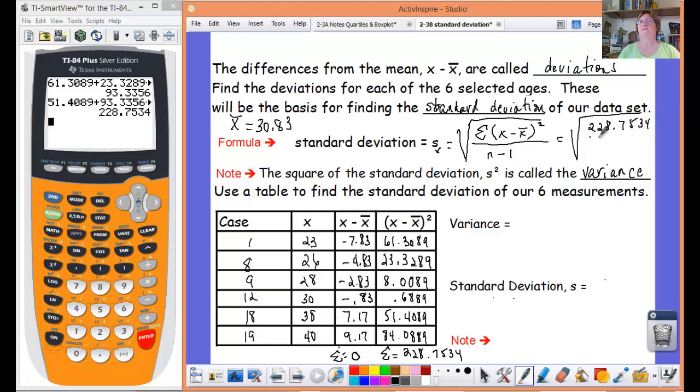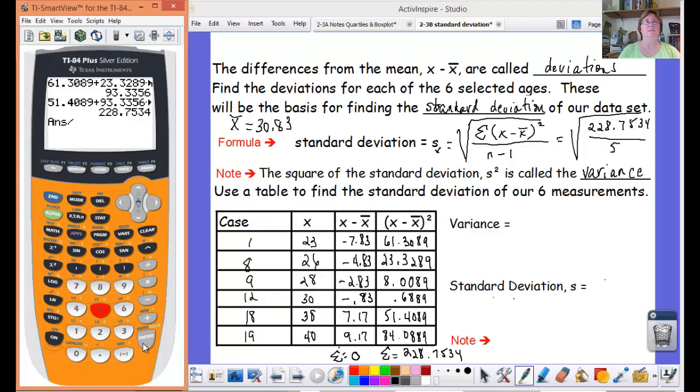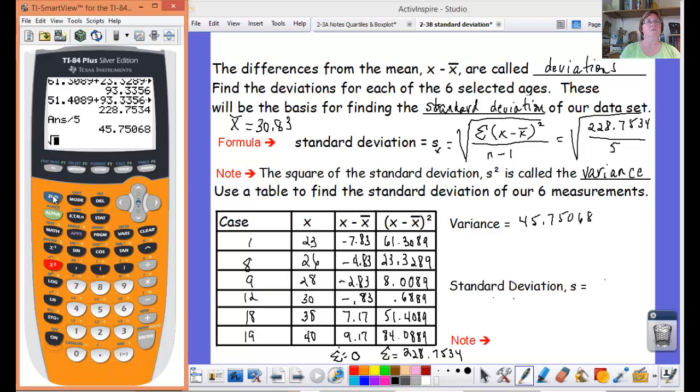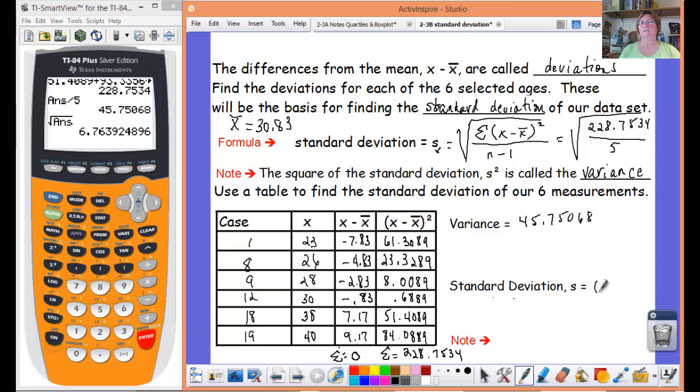According to the formula, we divide by 1 less than the number of data items if we are using a sample, and we are. We had 6 data items, so we divide by 5. And let me just do that, dividing by 5. That value, 45.75, before you take the square root, that's the variance of this data set. And then its square root will be the standard deviation. And we have around 6.76.